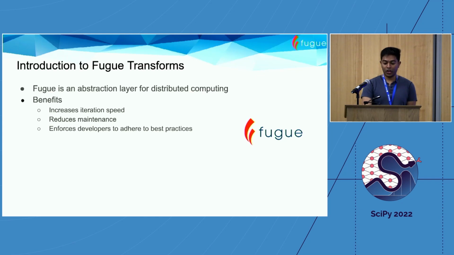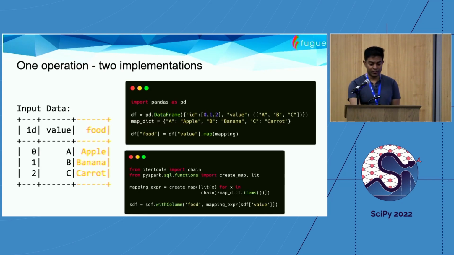Next, we'll just briefly talk about Fugue transforms. As we mentioned earlier, Fugue is an abstraction layer for distributed computing. The benefits here are increased iteration speed for developers, reduced maintenance overhead, and better adherence to best practices. So here are two operations. The intention or the logic in these operations is the same. The first case is written purely in Python using Pandas. The second one uses Spark. And as you can see in the second case, we have to introduce Spark-specific syntax.